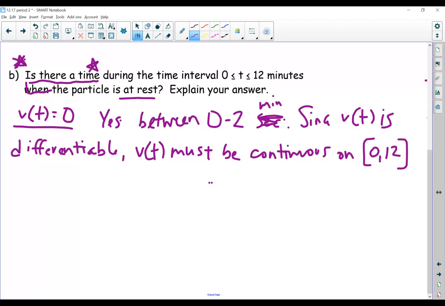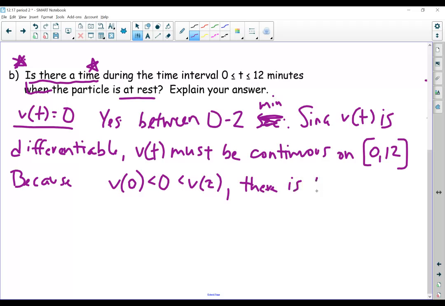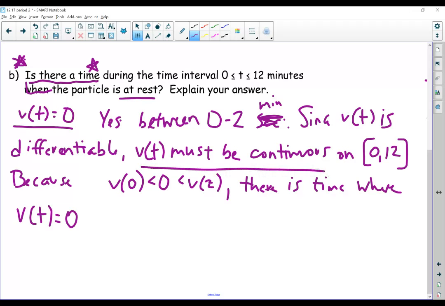So that's the first part. Because v of 0 is less than 0, which is less than v of 2, there is a time where v of t equals 0. And now that would get me full credit, team, for my answer. Notice that I used IVT, but I didn't say IVT at all, because I said this. That is what you need to say. Now, if you want to say by IVT, just to show you know the theorem's name, then you can as well.